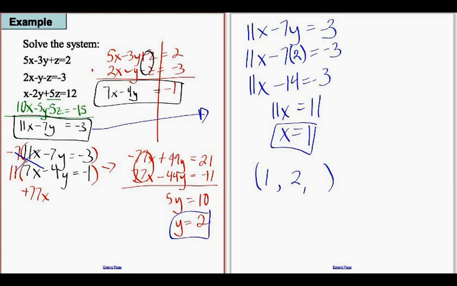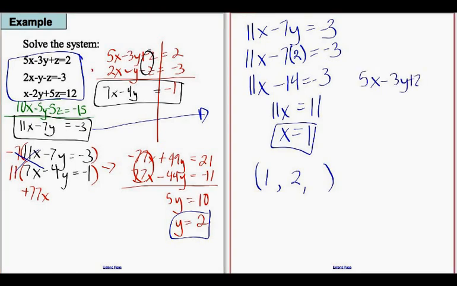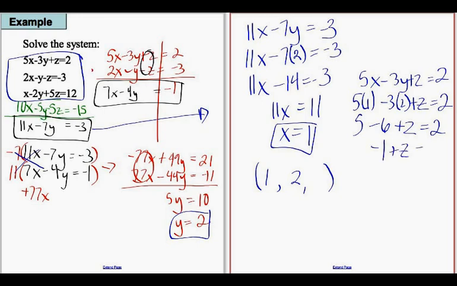We're going to have 5x minus 3y plus z equals 2. Plugging in x and y, we get 5 times 1, minus 3 times 2, plus z equals 2. Don't forget that's a z, so be careful with your z's. They look like 2 sometimes. 5 minus 6 plus z equals 2, and for z, looks like I'm going to get 3. Ironic. 1, 2, 3 is the solution.